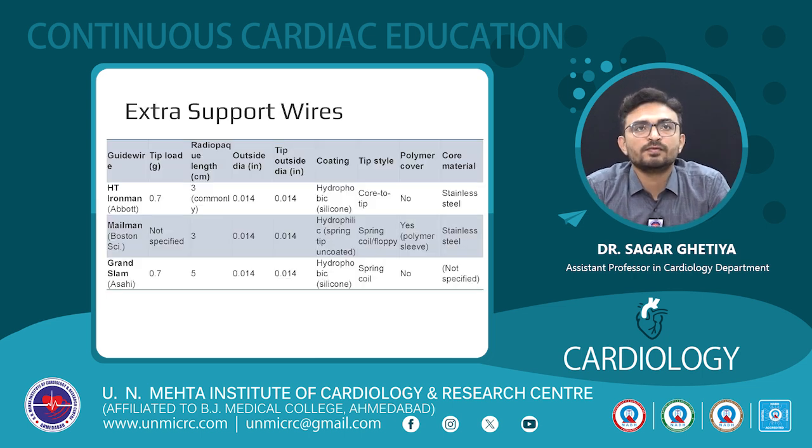Now we will discuss 3 commonly used extra support wires: Ironman, Mailman and Grand Slam. These wires have a low tip load with 3 centimeter of radio opaque length and a non-tapered tip diameter of 0.014.